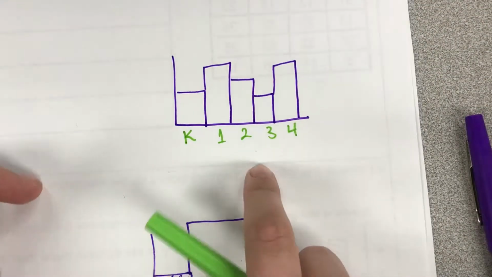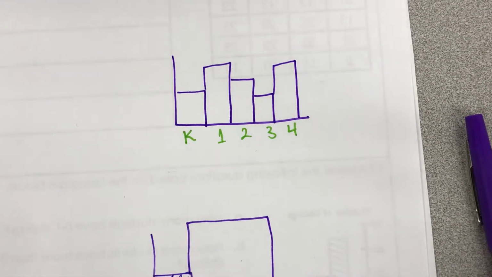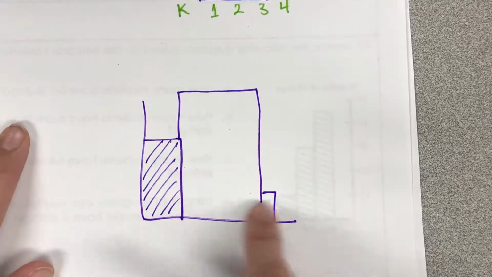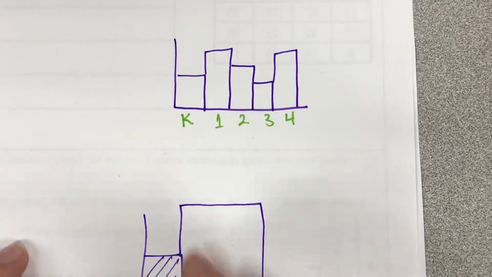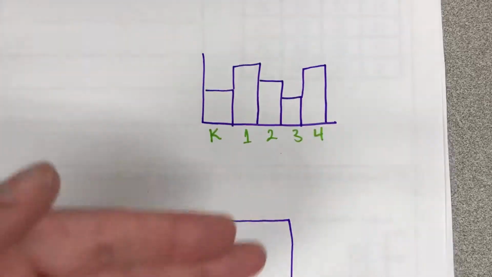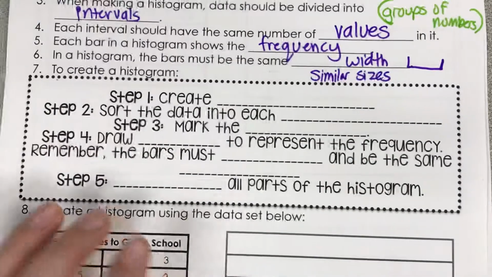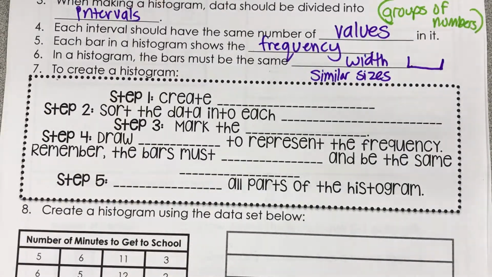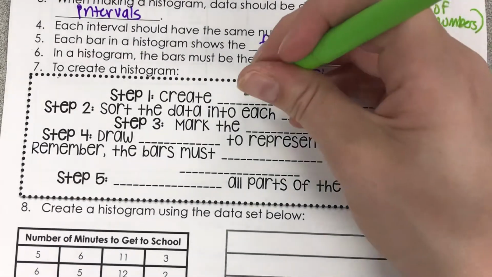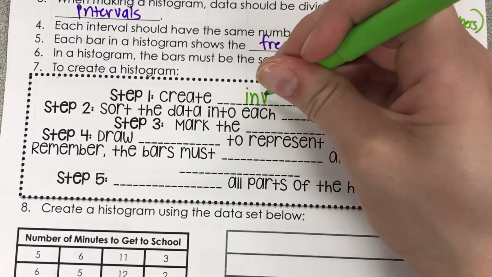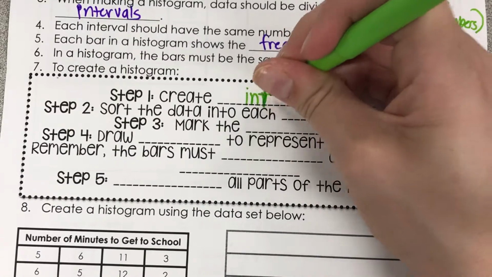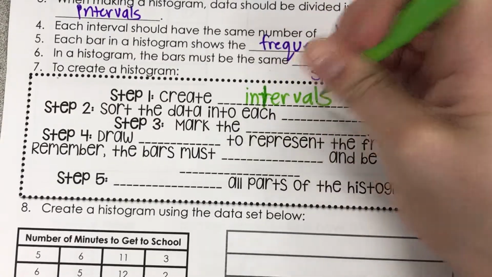It could be like that, or it could have different groupings of numbers. But I just wanted to show you, that's what they mean when they need it to be the same width, and we want them in equal intervals, so that way the data makes sense. So step 1 to create a histogram is you need to decide what your intervals are. Are you doing groups?